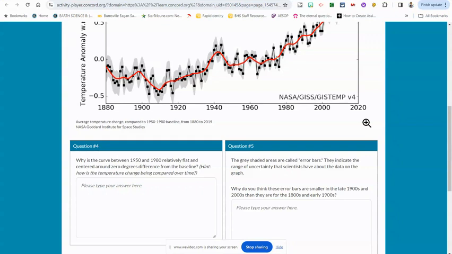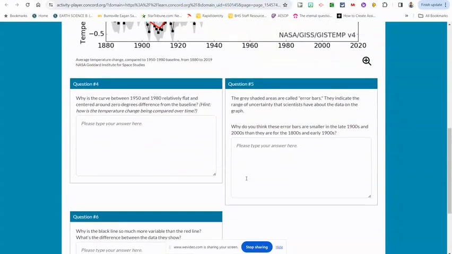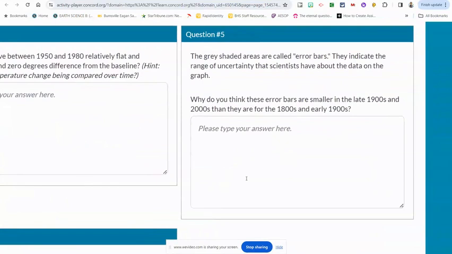Temperature really didn't change a whole lot over time. Question 5. The gray shaded areas are called error bars. I refer to them as uncertainty. They indicate the range of uncertainty that scientists have about the data. Why do you think the error bars are smaller in the late 1900s and 2000s than the 1800s and 1900s?